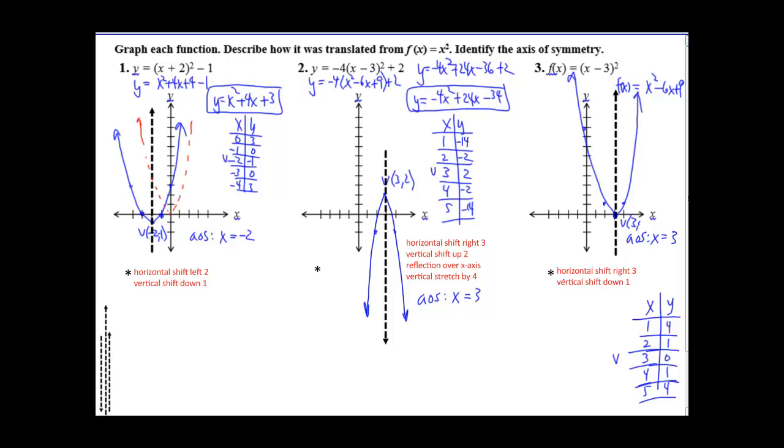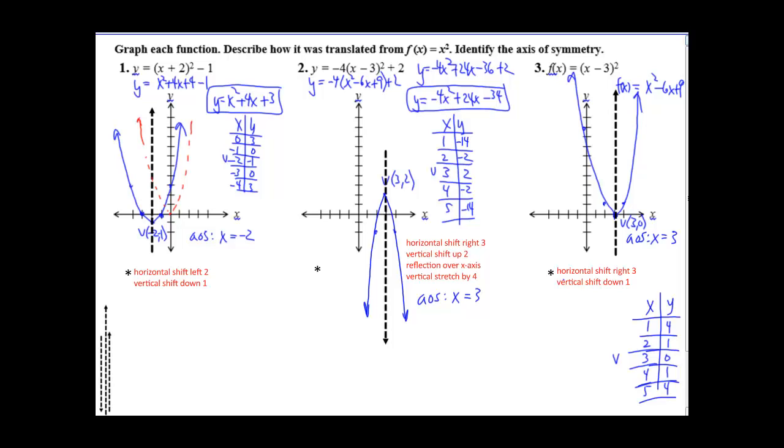Forgot to write that. Okay. Axis of symmetry. It's always where your x-coordinate of the vertex is. So number 3, x equals 3. There's the axis of symmetry. X equals 3 for 2. There's the axis of symmetry. And x equals -2, which is the x-coordinate for the vertex.